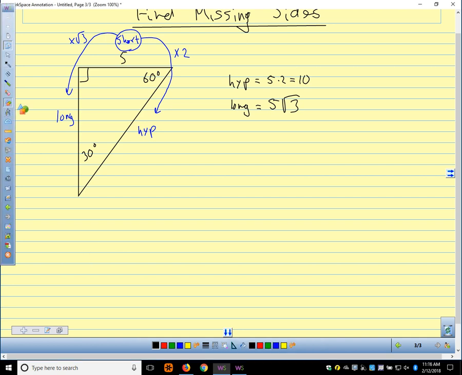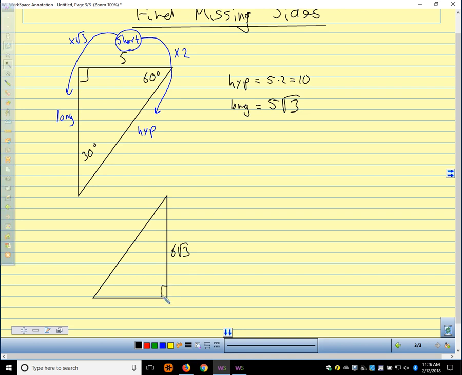All right, let's look at another one. Now, be careful with these. Just make sure before you use these rules for your special right triangles that you know you have a special right triangle. Sometimes when we learn these rules, students want to use them now on every triangle. Make sure it's a 30, 60, 90 or a 45, 45, 90.